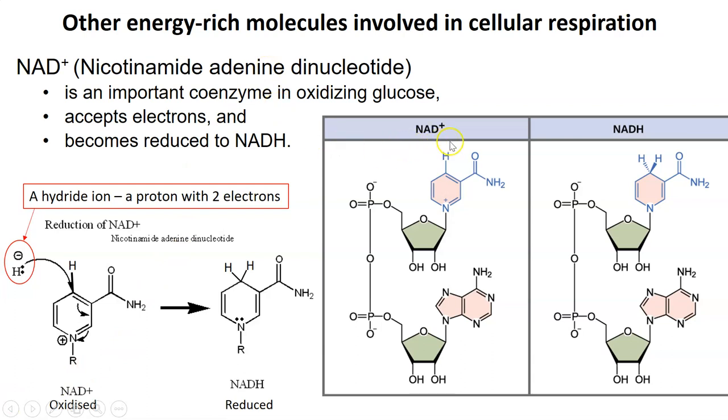And what did we say? If you gain an electron, you gain a hydrogen. If you lose an electron, you lose a hydrogen. So NAD by gaining an electron becomes NADH. This molecule is extremely important. It's an important coenzyme. In oxidizing glucose, it accepts electrons and becomes reduced to NADH. It's this portion of NAD that carries the high energy electron.